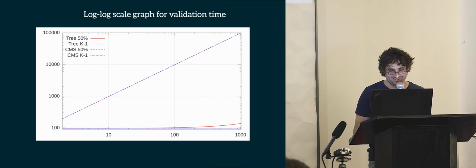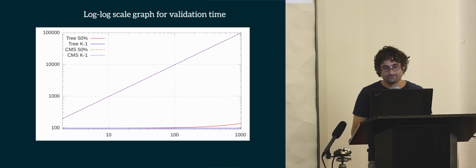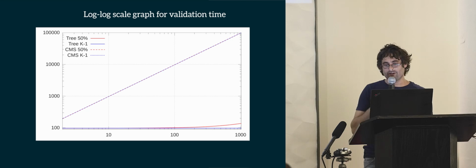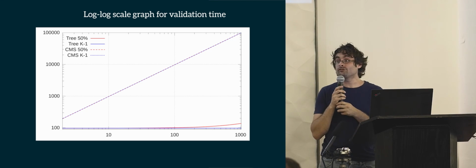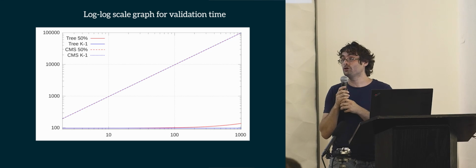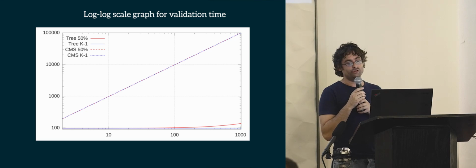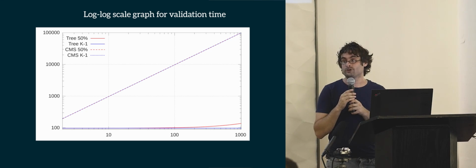Yes, it's microseconds. Where's the dotted red line? So in Check Multisig, the validation time depends on the number of public keys and not on the number of signatures. So the dotted blue line and the dotted red line coincide.